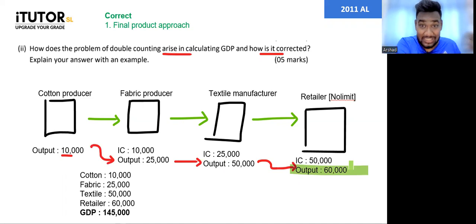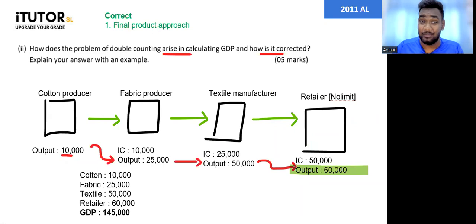Because otherwise, what is double counting once again? The double counting or the multiple counting error is where, when calculating GDP, you include intermediate consumption also. You include intermediate products. The same product then gets included twice, because if you include cotton 10,000, that cotton is there inside the fabric output also. So you're including it multiple times. That's what you call the double counting. So to avoid it, one thing you can do is take the value of the final product only. Is that clear, guys? That's the final product approach.